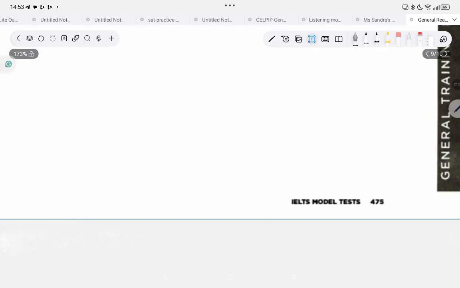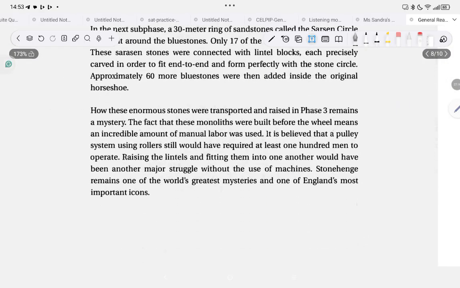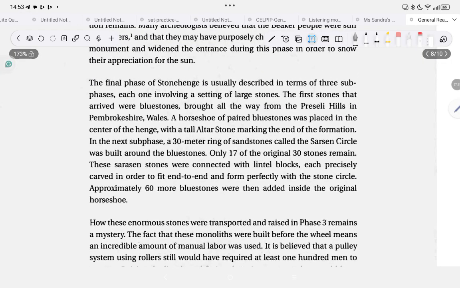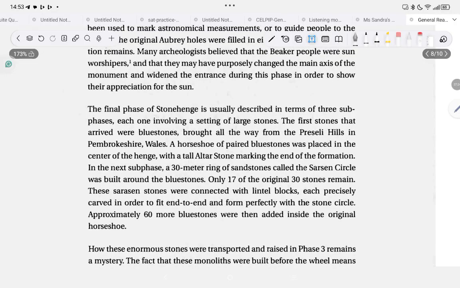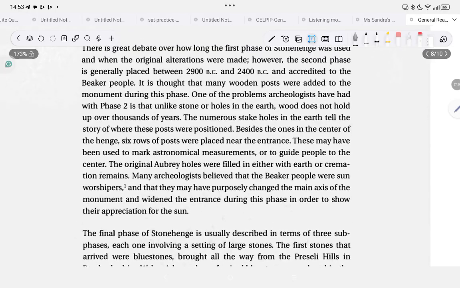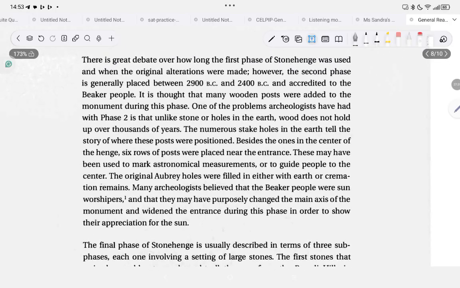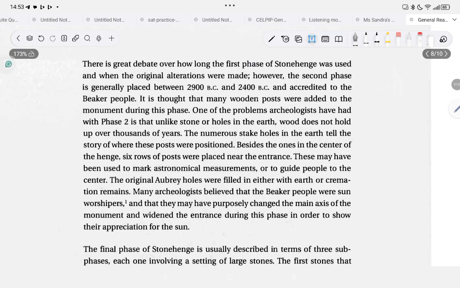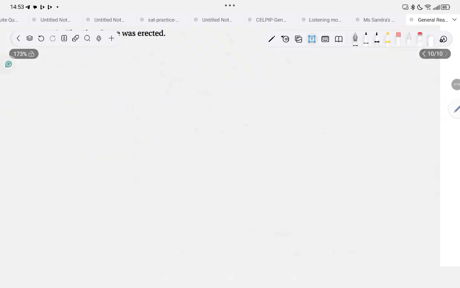Number 39. Holes were filled with dirt. Okay, it says the original Aubrey holes were filled in either with earth or cremation remains. Dirt is earth. That's another word for dirt. And that is phase two. So we just put B in front of it.